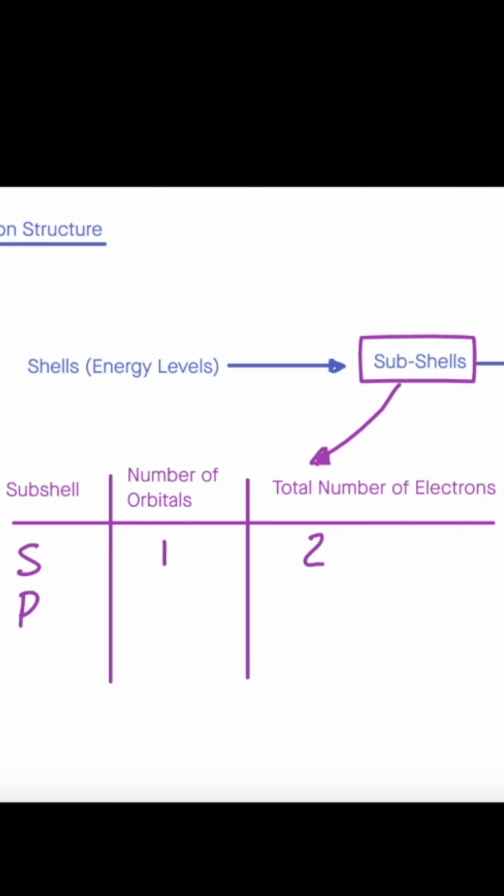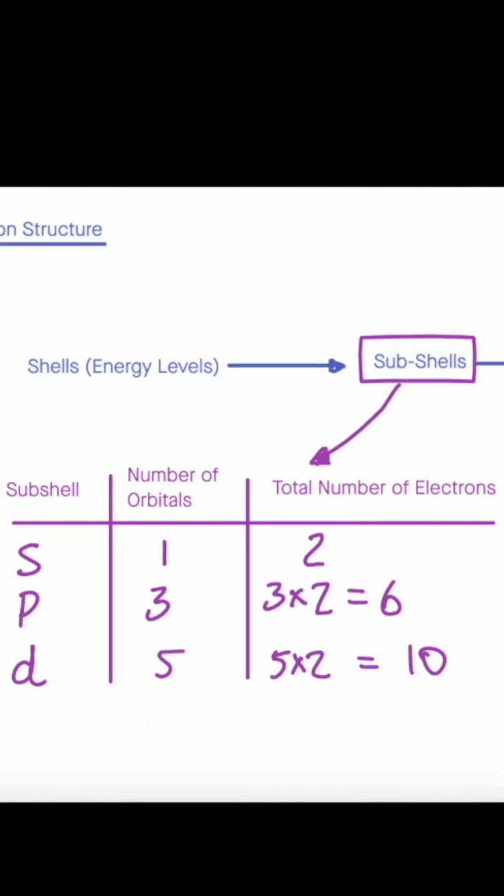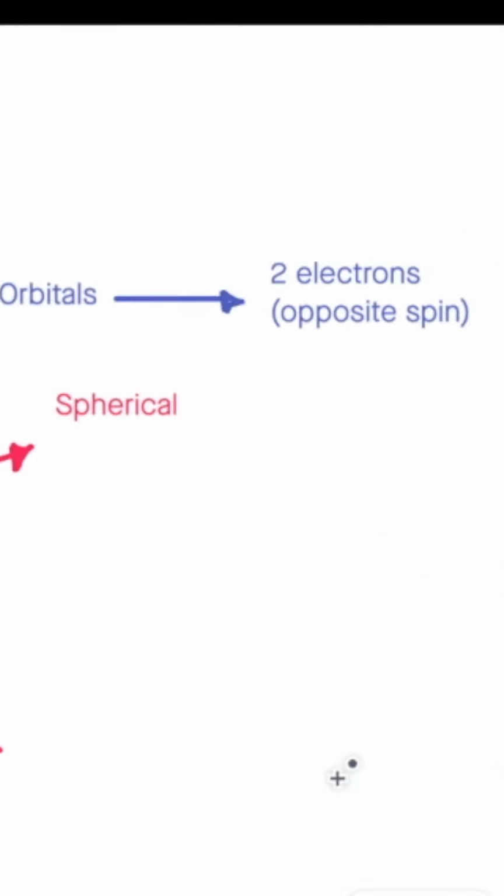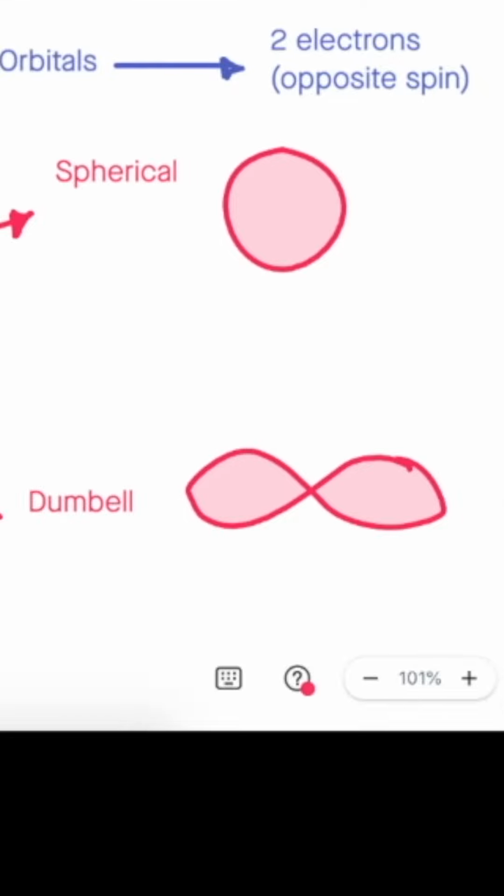The second subshell is a p subshell, which contains 3 orbitals, which means it can hold 3 lots of 2 electrons, meaning it can hold 6 electrons in total. For d subshells, it's 5 orbitals, meaning 10 electrons are in it. And for f subshells, it's 7 orbitals and 14 electrons. In terms of shape, the s subshell has a spherical shape and the p subshell has a dumbbell shape.